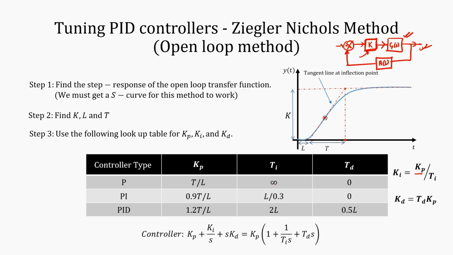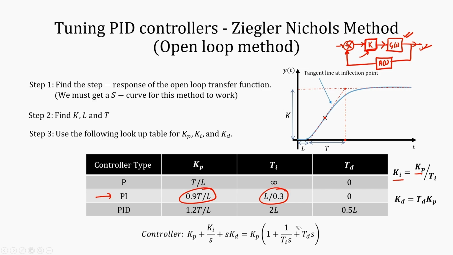Okay, there is no problem with the oscillation. Suppose the only issue is that there is a steady state error in the output. Then you go for a PI controller. How do I find out the value? 0.9 times T by L. I know the value of T and L already, and Ti will become L by 0.3, which means Ki will become Kp by (L by 0.3). So, you find out that value and that will be your PI controller.